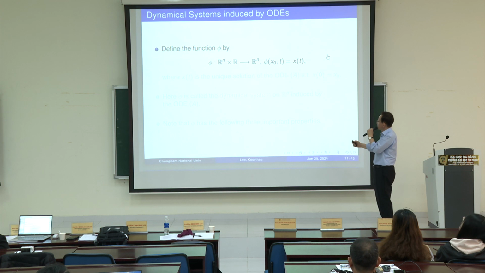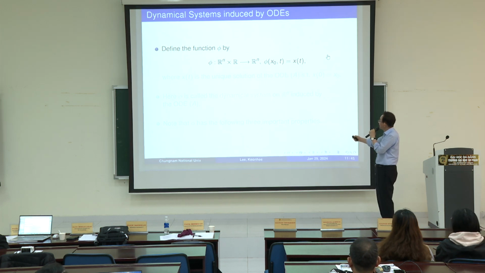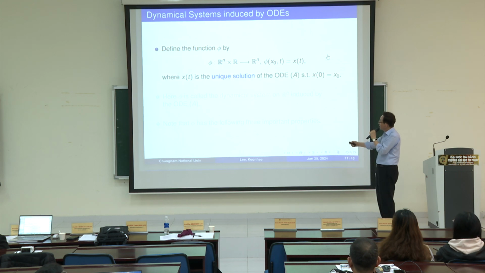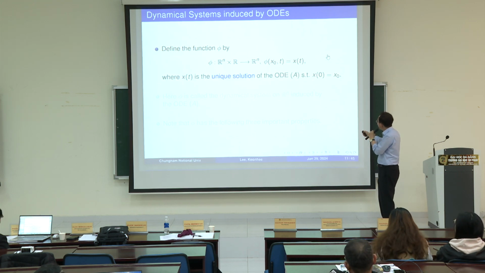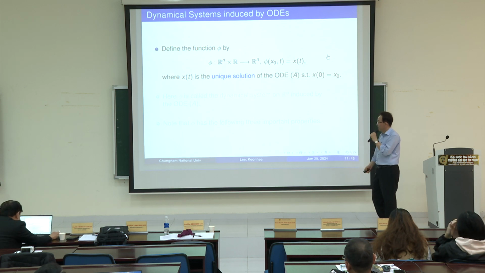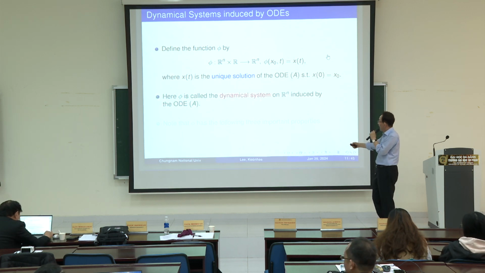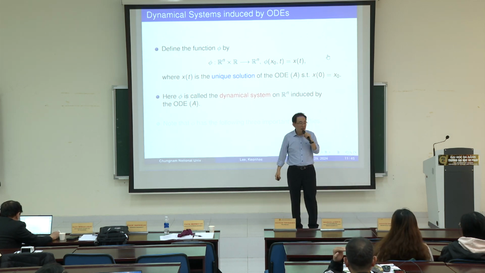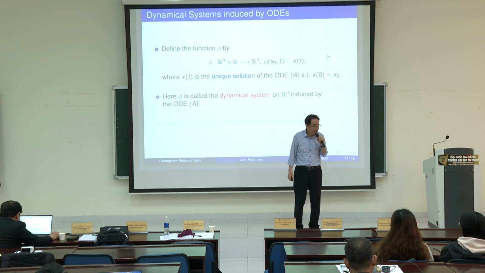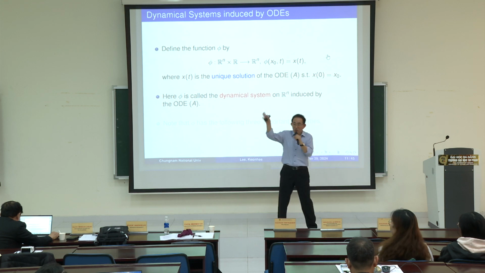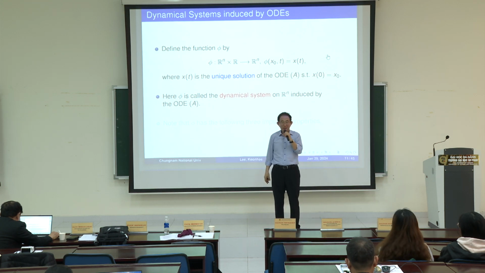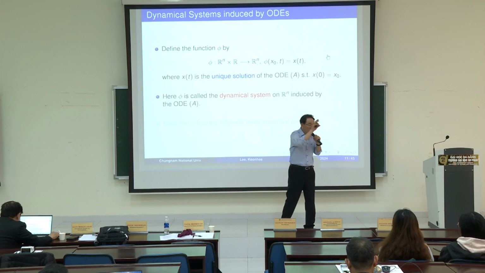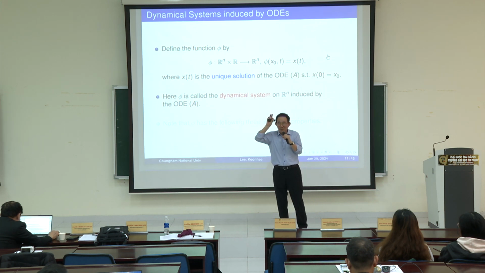Define a function in such a way. For any point x0 in here, for any time t in here, x of t is the unique solution of the ODE with the initial condition x0. Here, phi is called the dynamical system on Rn induced by the ODE. This is the definition of a dynamical system induced by an ODE. So, one ODE induces one dynamical system. The ODE is an equation. The dynamical system is a function.